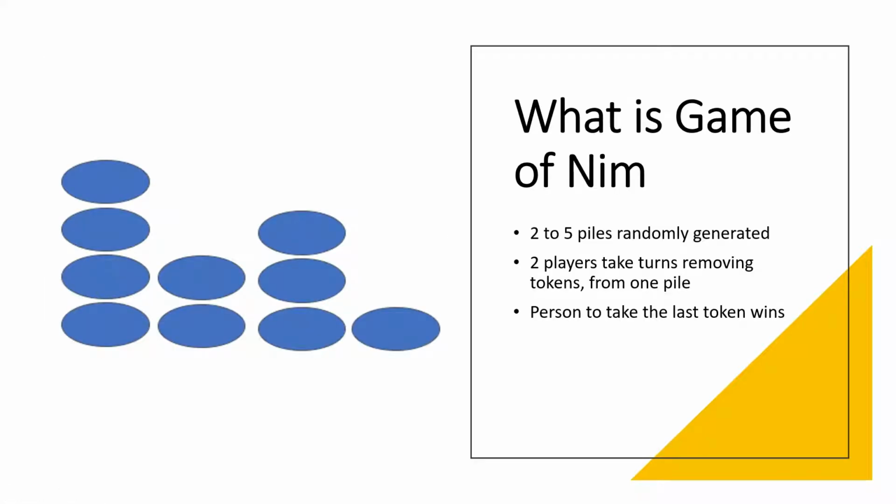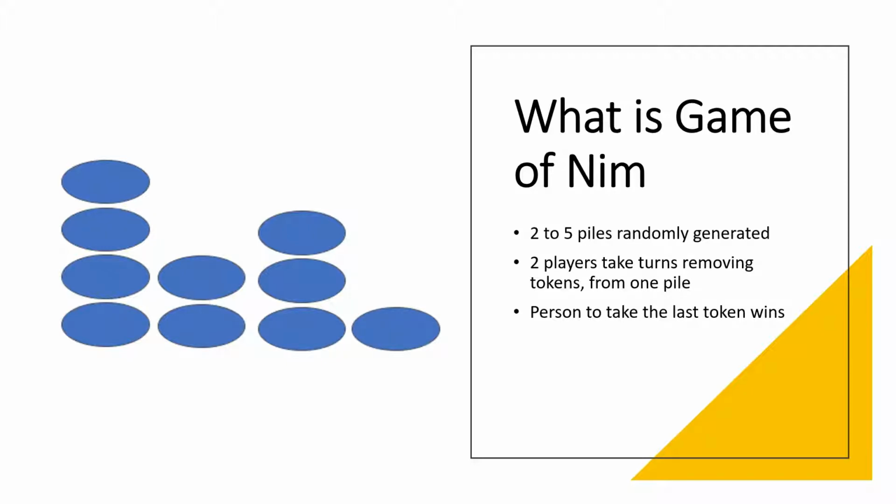What is Game of Nim? In this game, two players take turns removing tokens, one by one. In my solution, 2 to 5 piles are randomly generated containing an overall of 2n plus 1 tokens, where n represents the number of tokens. In my solution, the player to take the last token wins.